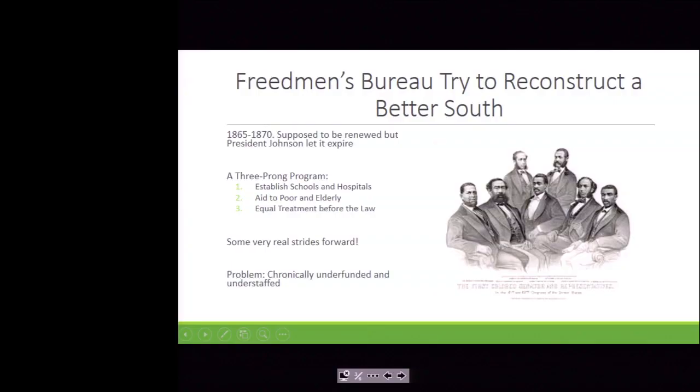The Freedmen's Bureau is a three-pronged program, and you can see it right there, 1, 2, 3. They have 3 goals. They want to establish schools and hospitals, provide for some basic welfare, increase their quality of life. They want to give aid to the poor and elderly. The Freedmen's Bureau acknowledges that there are some freedmen who are going to need a little extra help getting their feet under them. They're very, very poor, and the elderly can't work.